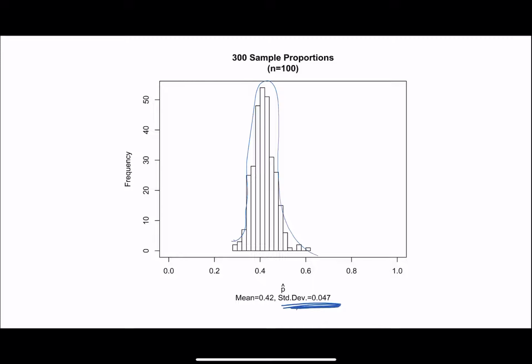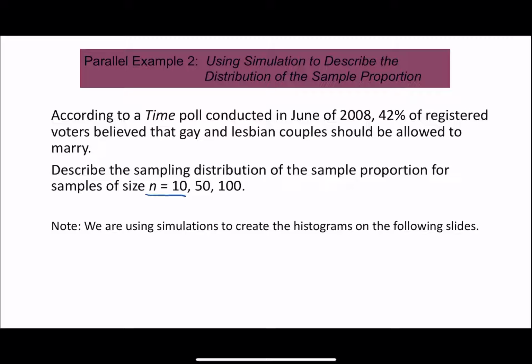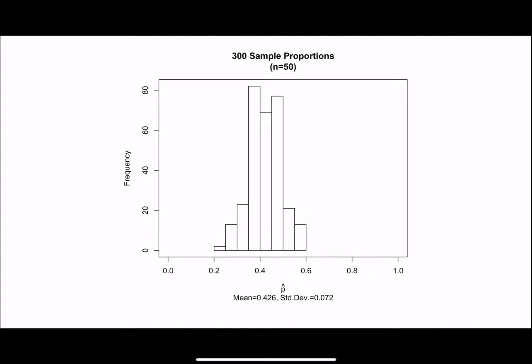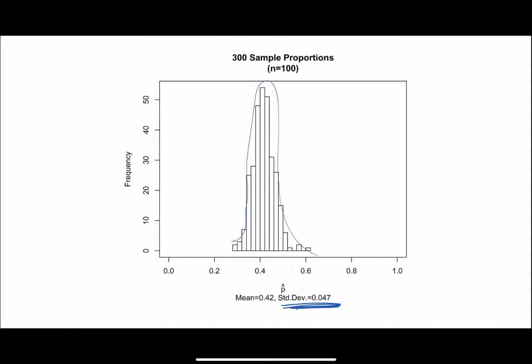I am going to poll 100 people and ask them if they believe gay and lesbian couples should marry. So I'm going to poll 100 people, and then I will take whatever that proportion is. I'll find my p-hat for that 100 people, and we would plot it here, and then take another 100 people and ask them the same question and get the p-hat.